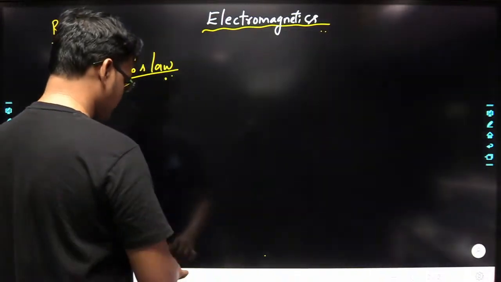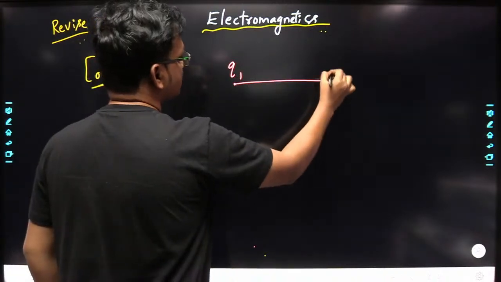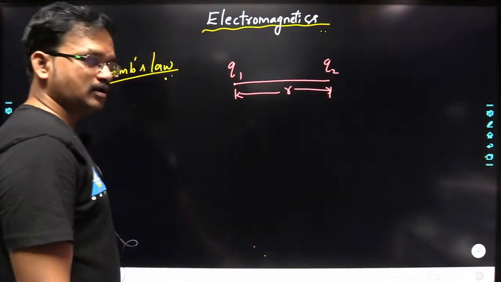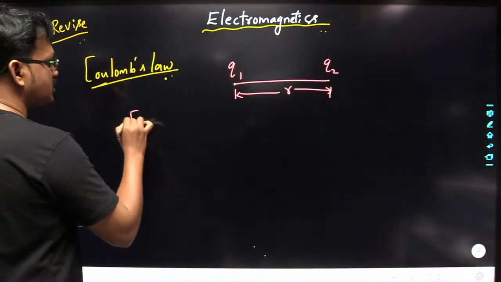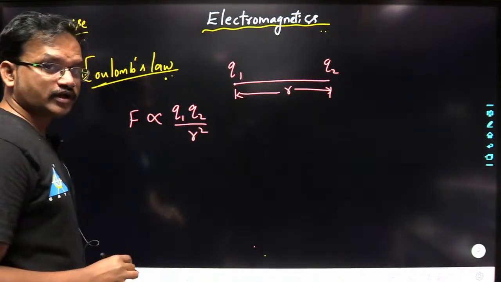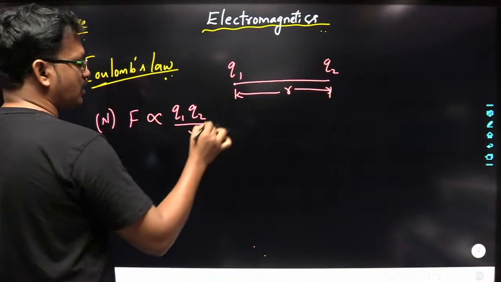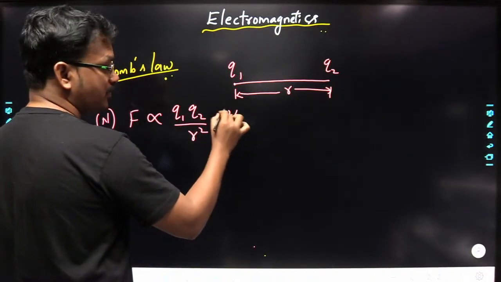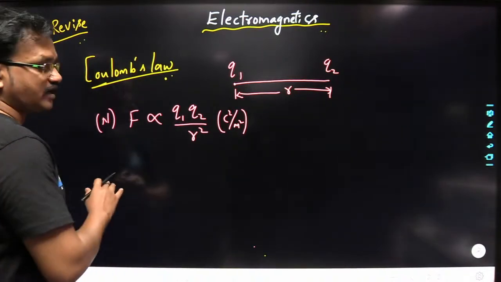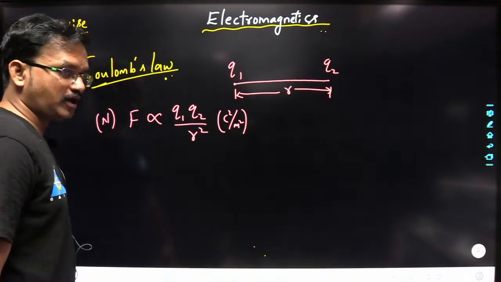So what have I explained? Whenever you have 2 point charges that are separated by a distance r, then the force between those 2 point charges is directly proportional to the product of the charges and inversely proportional to the square of the distance between them. Now if you observe, on the LHS the units are newtons, on the RHS the units are Coulomb square per meter square. So the units on the LHS are not the same as the units on the RHS, right?